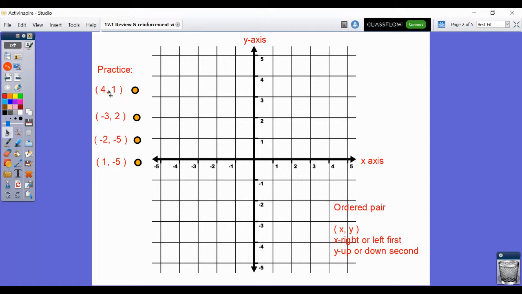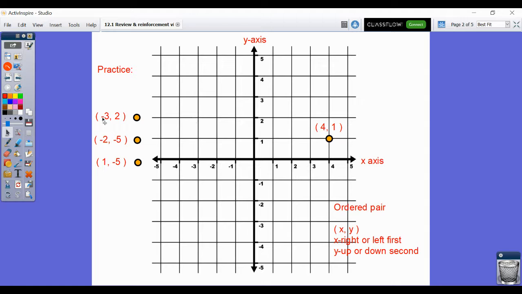Let's do our first one, positive 4, positive 1. You always start at the origin, so positive 4. We go right or left first, so positive, we go right 4. Our y-coordinate, we go up or down. It's positive 1, so we're going to go up. And we plot our point, and we label our point.